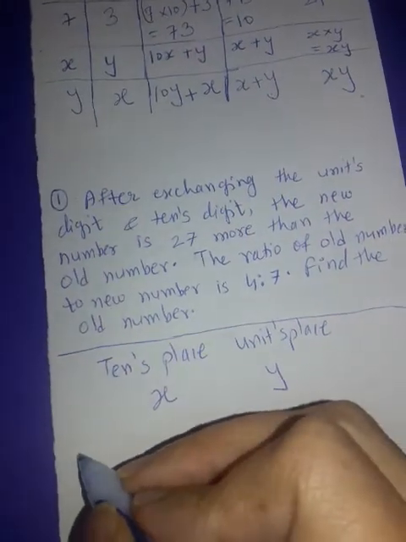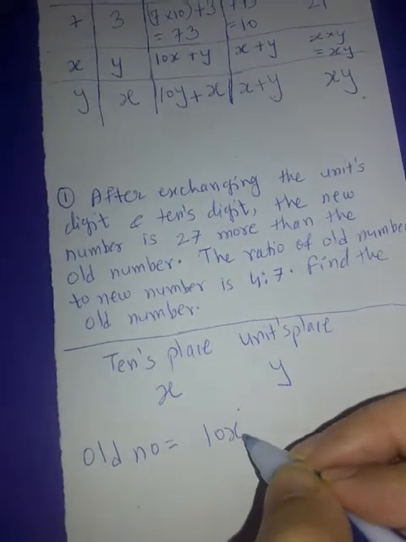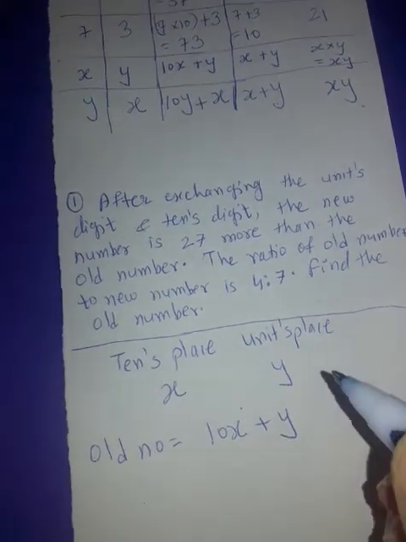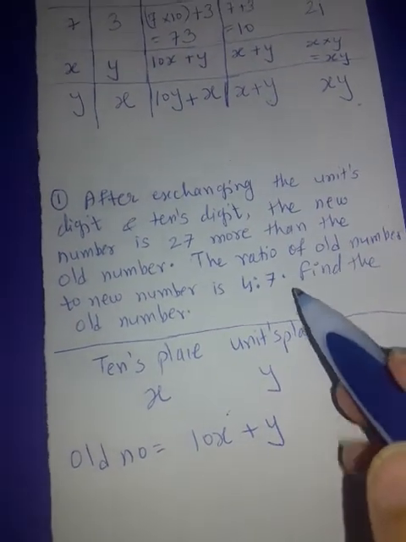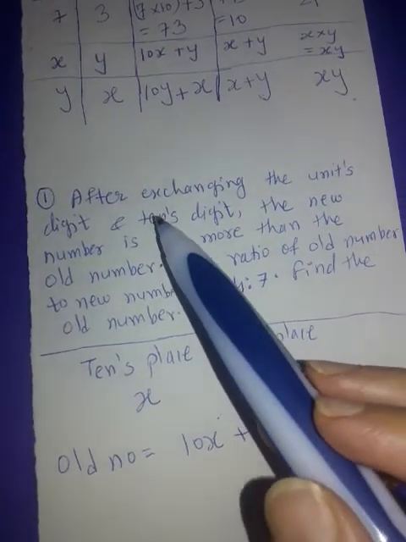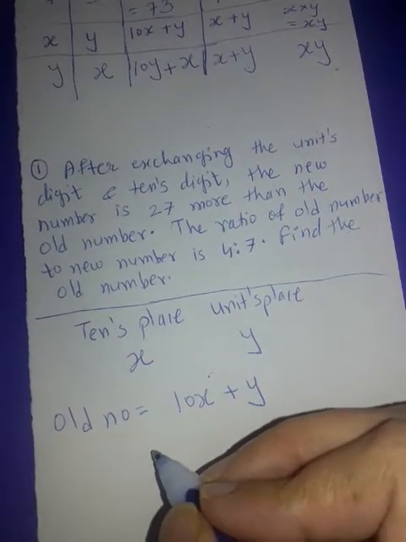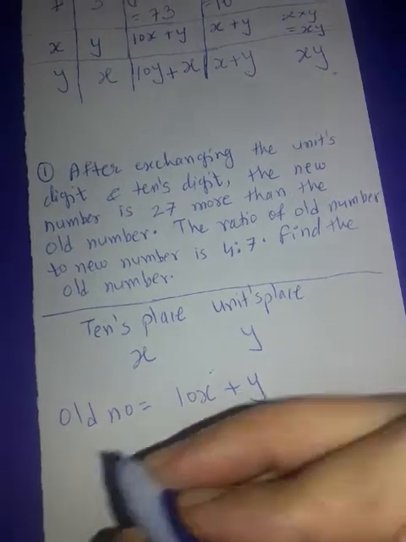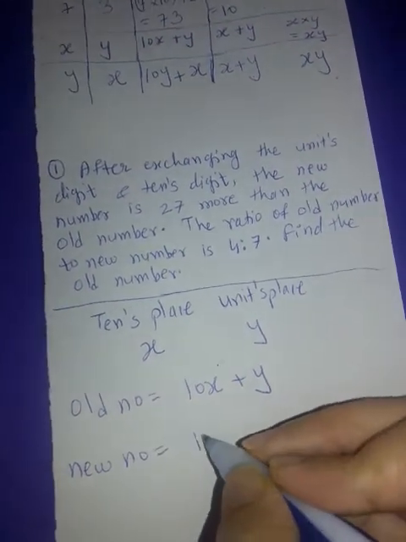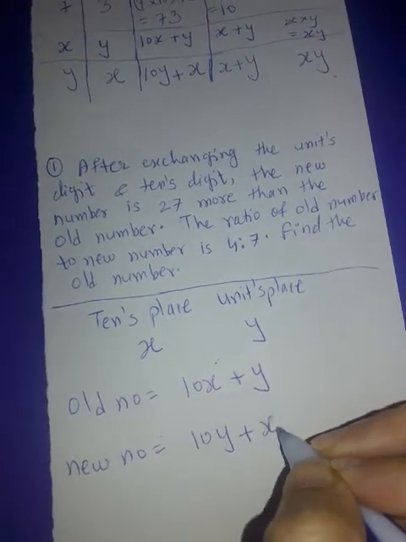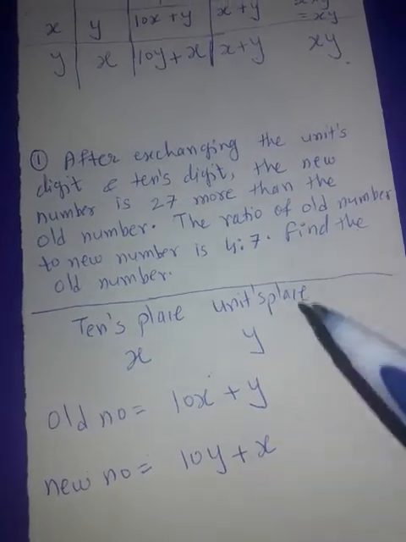So what will be the old number? The old number is 10x plus y. Do you agree? According to this principle, it is 10x plus y. Now they are saying when I exchange the digits, what will happen? y will come here and x will go there. So what will be the new number? The new number will be 10y plus x. We saw here already. It becomes 10y plus x, the new number.